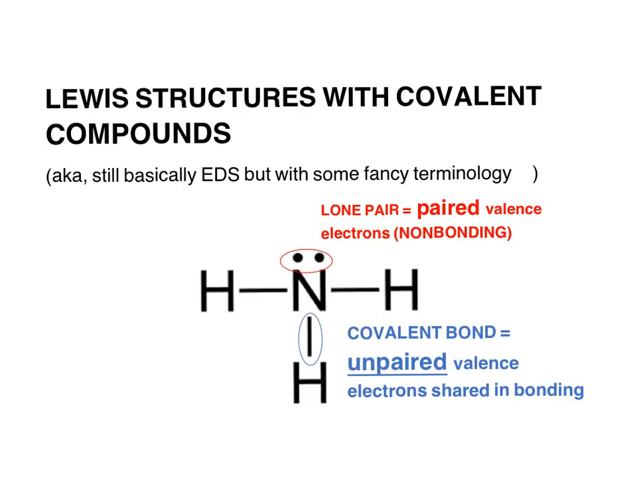So Lewis structures with covalent compounds, it's still electron dot structure, but we have that fancy terminology now. So now you're going to see what is called lone pair or paired electrons. These are where I have my valence electrons from my first element, and I already filled up that one side. So these are considered paired, and they're non-bonding. A covalent bond is when I have unpaired valence electrons shared in a bond. So my unpaired is with a line, and my paired is with my dots.